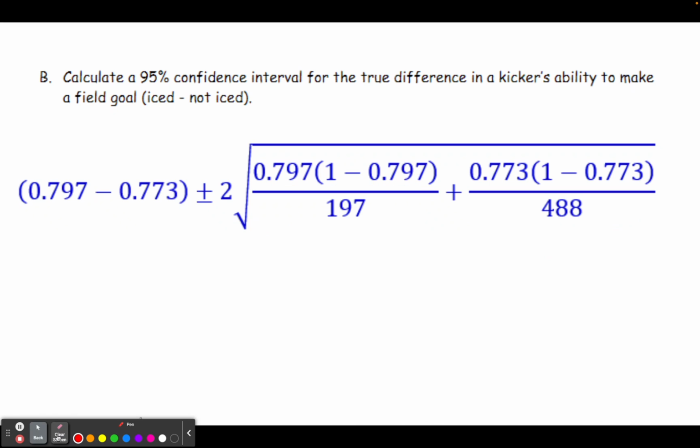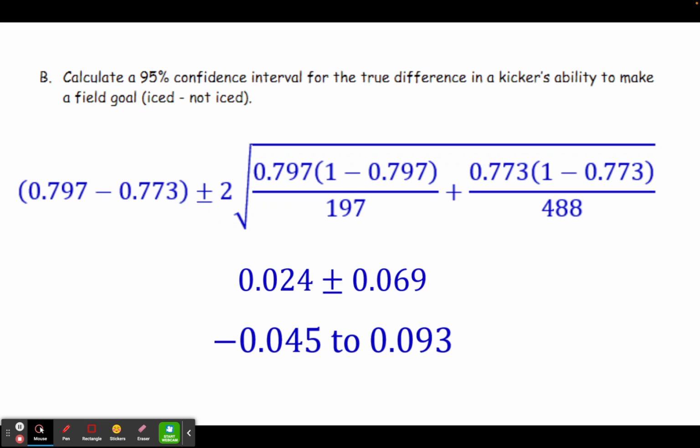I would recommend that you pause the video at this point and try that calculation and see if you can come up with the same margin of error that I do, just to make sure that you understand how the formula works. If you calculated that correctly, you get 0.024 plus or minus a margin of error of 0.069. That gives us an interval from negative 0.045 to positive 0.093.